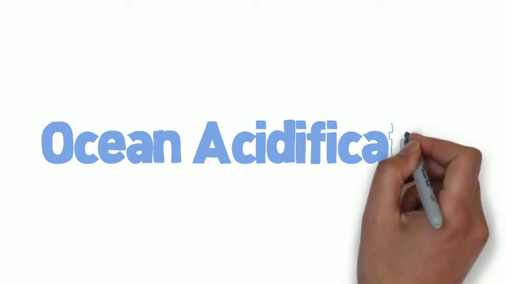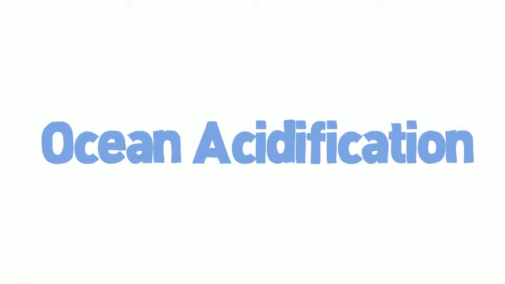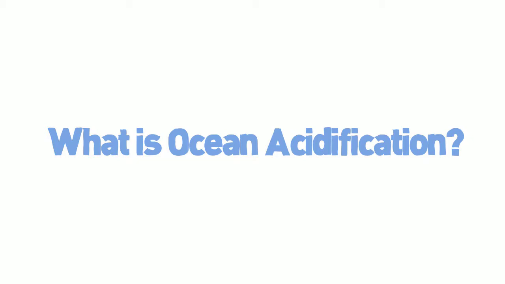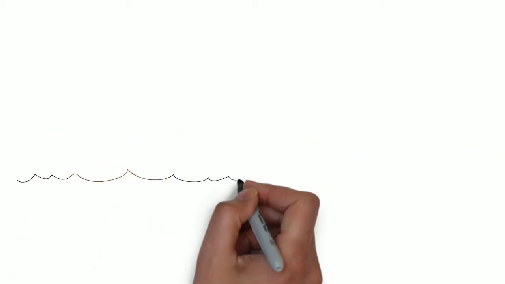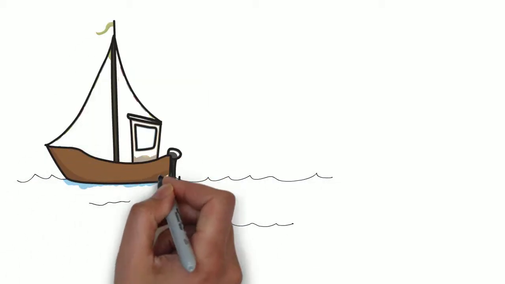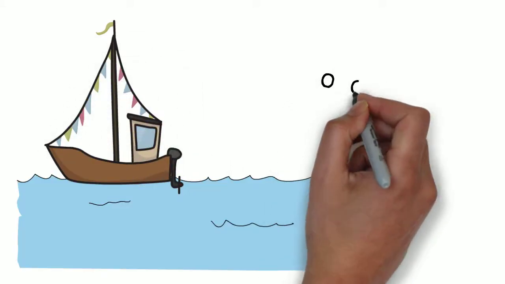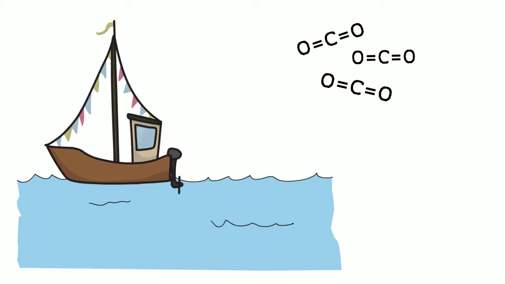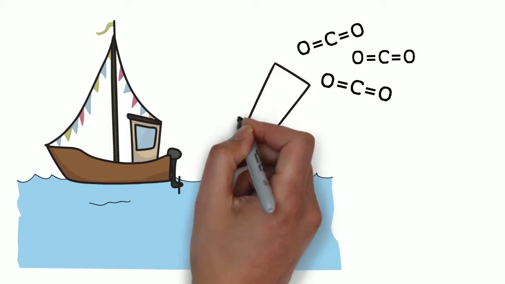Today we'll be talking about ocean acidification. So what is ocean acidification? Ocean acidification is the lowering in pH of the world's oceans by the addition of carbon dioxide from the atmosphere.